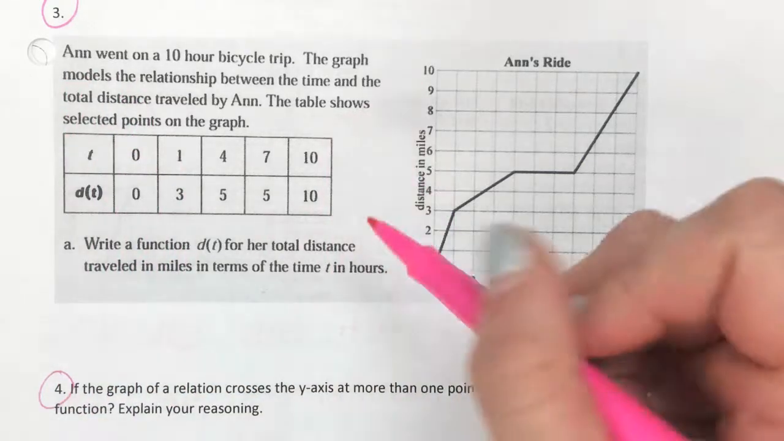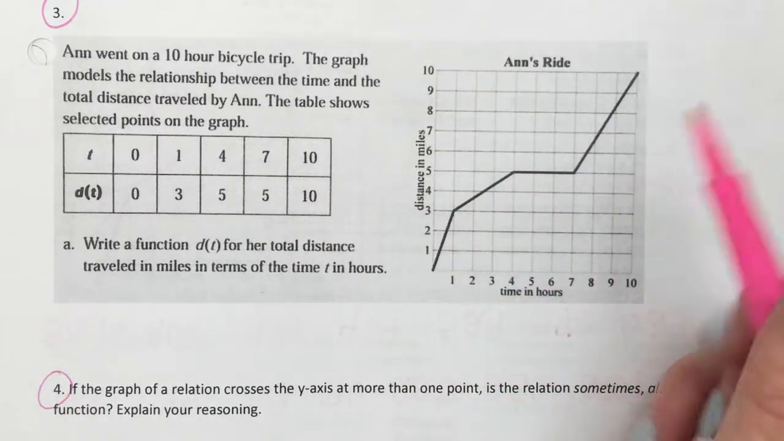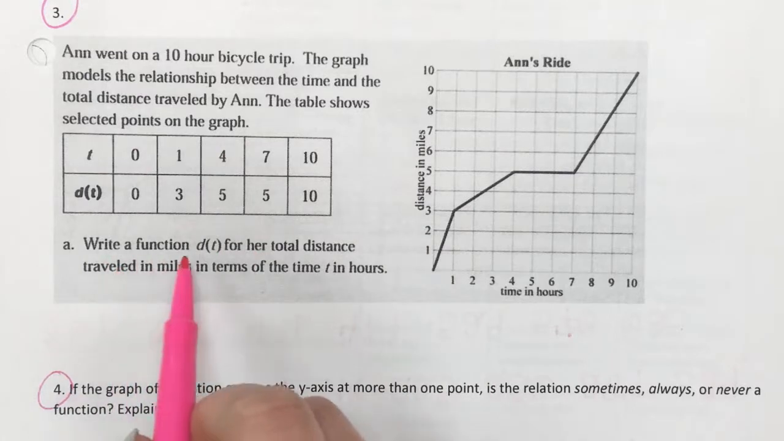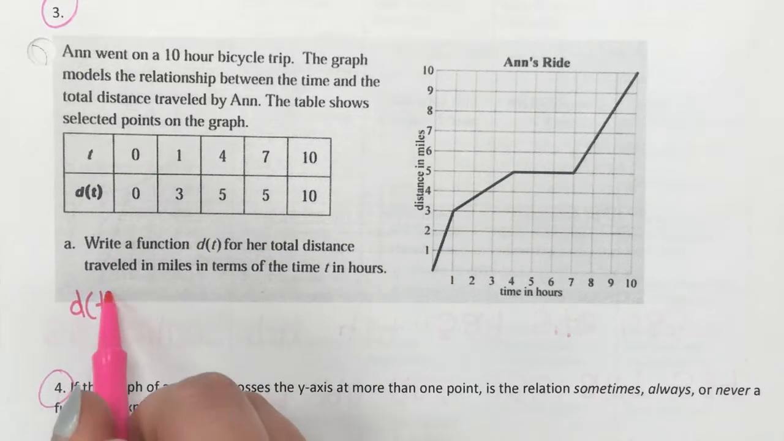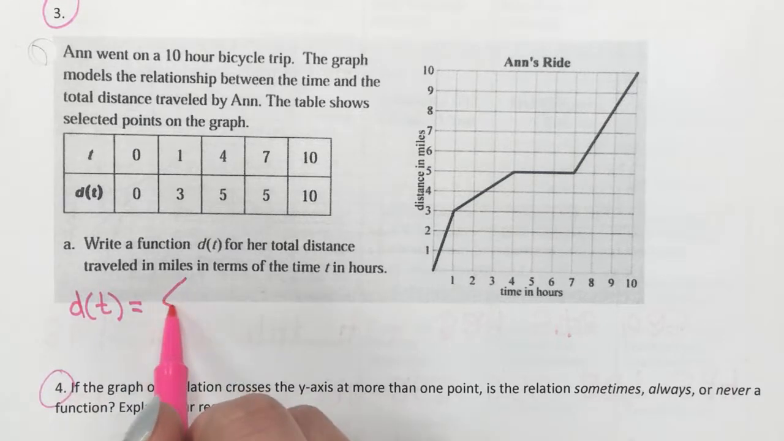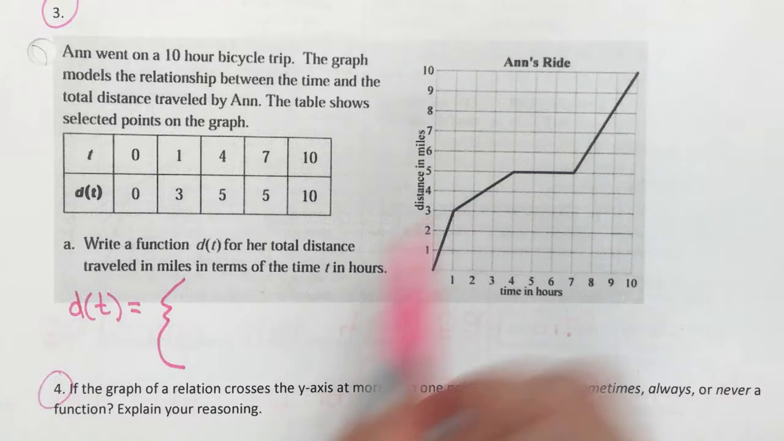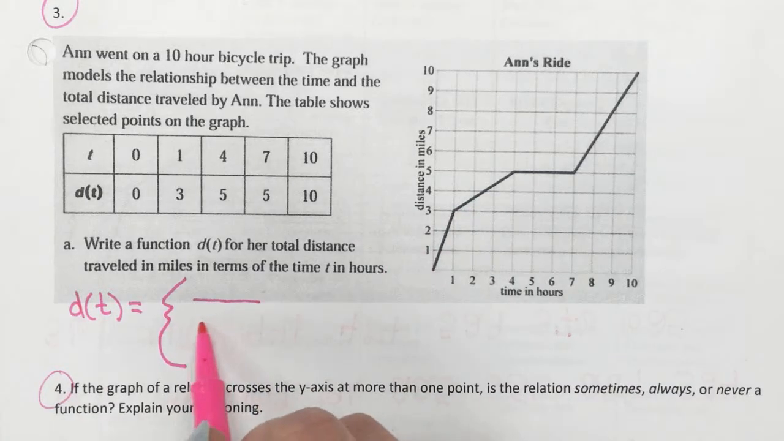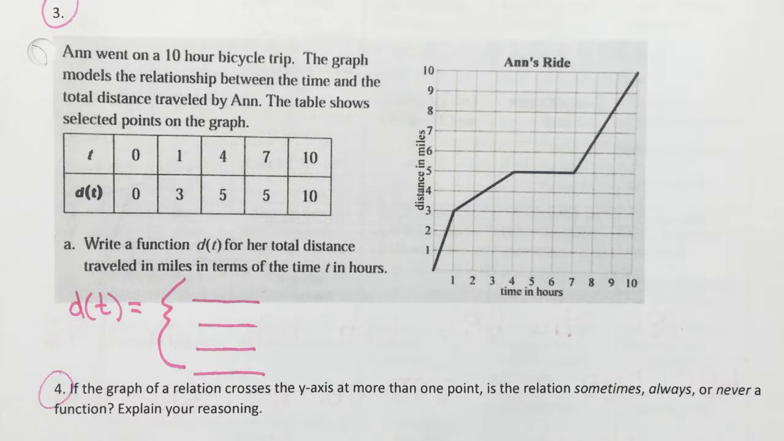Okay. Do you see all these little different pieces inside here? Y'all see all that? So it wants you to write a function for each one of those. So all you do is you take d of t equals, and you're going to write 4 different equations. Are y'all okay with that so far?